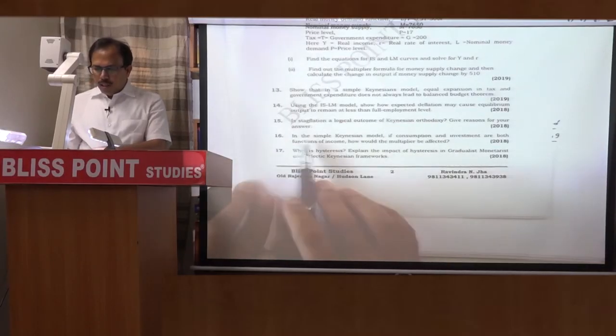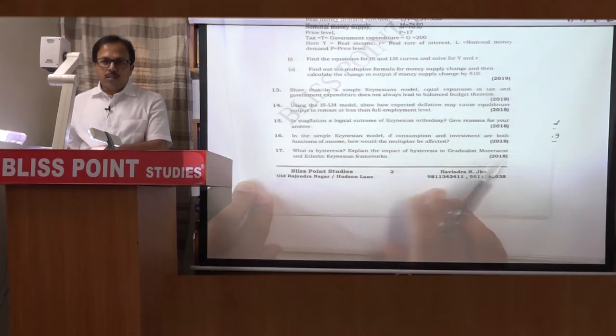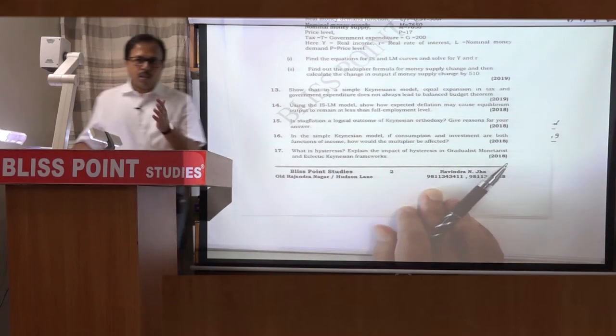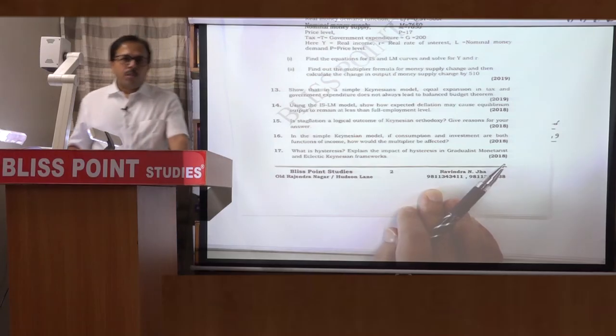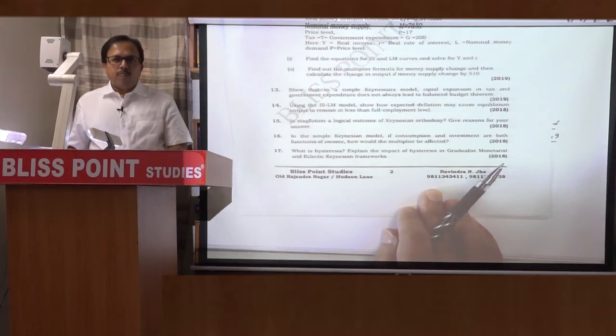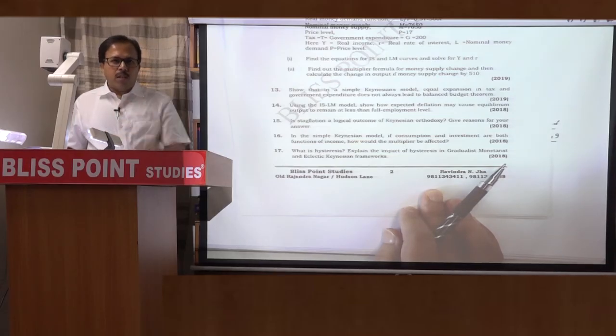question number 16. In the simple Keynesian model, if consumption and investment both are functions of income, how would the multiplier be affected? So obviously there will be two parts to the answer. In the initial part you will say that only consumption is a function of income, then what is the multiplier? That part you are getting in the book. But if investment is also a function of income, then what will be the impact on the multiplier? You have to apply that concept. In future it may say that transfers are also a function of income, then what will be the multiplier value? If you know the concept of the multiplier and how to derive that equation, then you will be able to solve any other applied question as well.